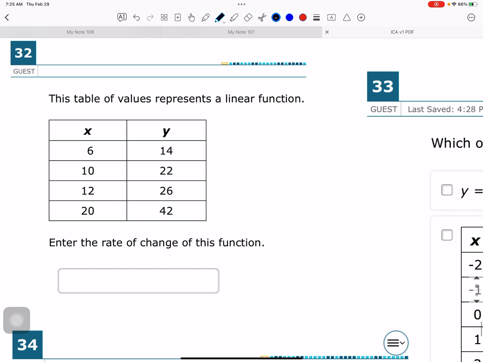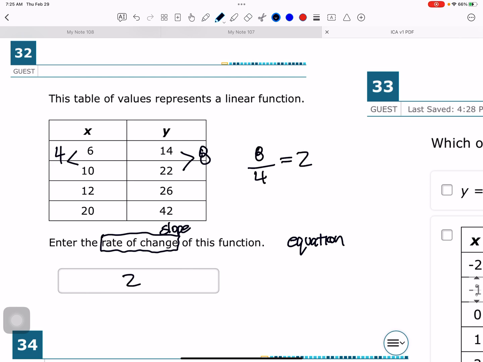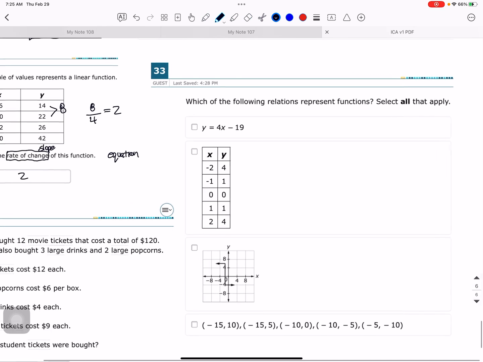All right, this one, what is the rate of change? Anytime you see anything you don't know, it means slope. There's like 4 or 5 things that slope could mean. The only way to write equation is equation. So let's see, slope of this one goes up 8 over 4. Up 8 over 4 equals 2. The slope is 2.